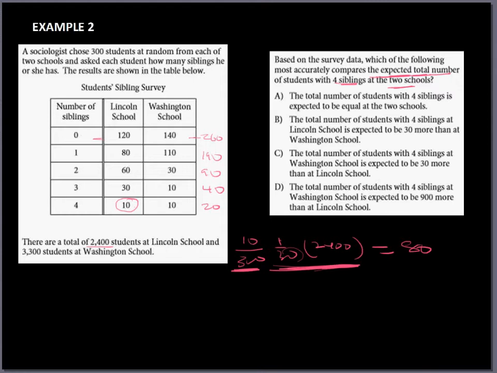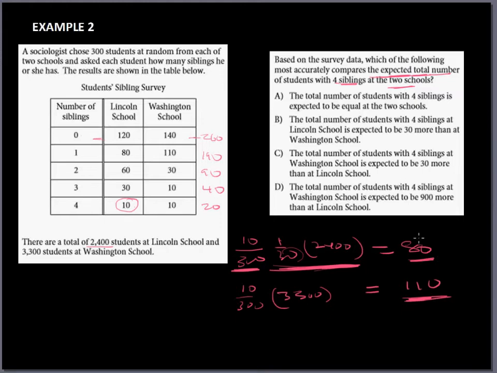And then let me take that of Washington. Washington will also give me 10 out of 300. I multiply that by how many students? 3,300. And that gives me 110 students. So that is how, in essence, the expected number of students, we have 80 from here and 110 from here. So depending on the kind of arrangement we have, we can make a decision.